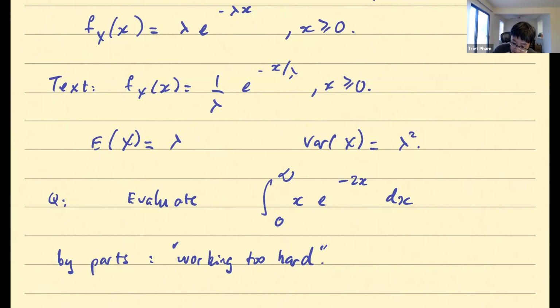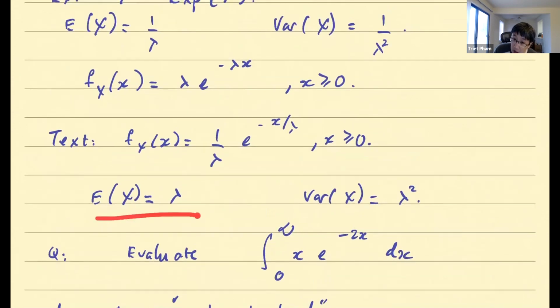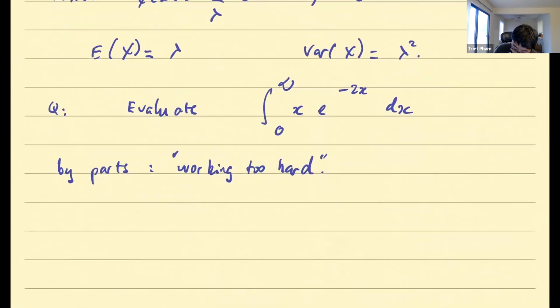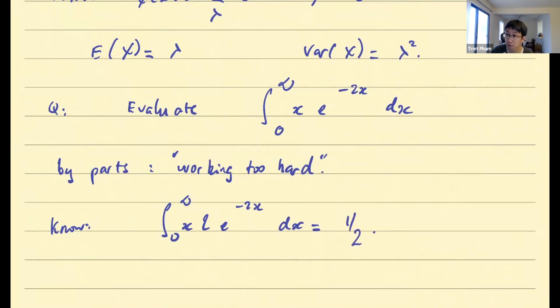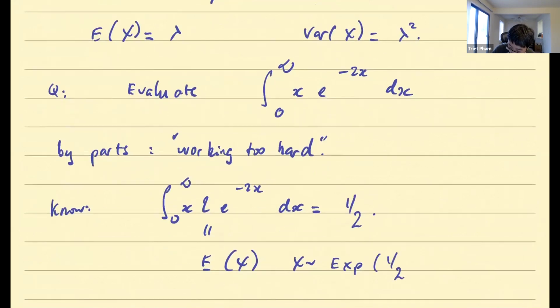How? By exactly utilizing this result. Because what do we know? We know that the integral of x e to minus 2x dx should be equal to 1/2, because this exactly is the expectation of x, where x is an exponential 1/2 by our definition.